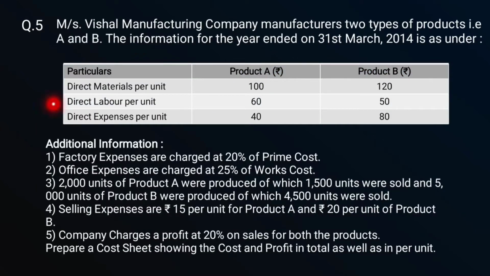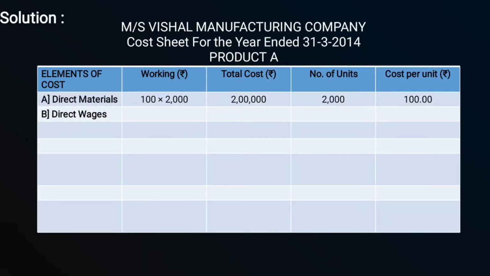Next we'll record direct labor. So direct labor per unit is given as 60 for product A and 2000 units of product A. So we'll record it in cost sheet. Part B, direct wages. Working will be 60 per unit into 2000. So total cost will be 1,20,000. Number of units will be 2000 and cost per unit will be 60.